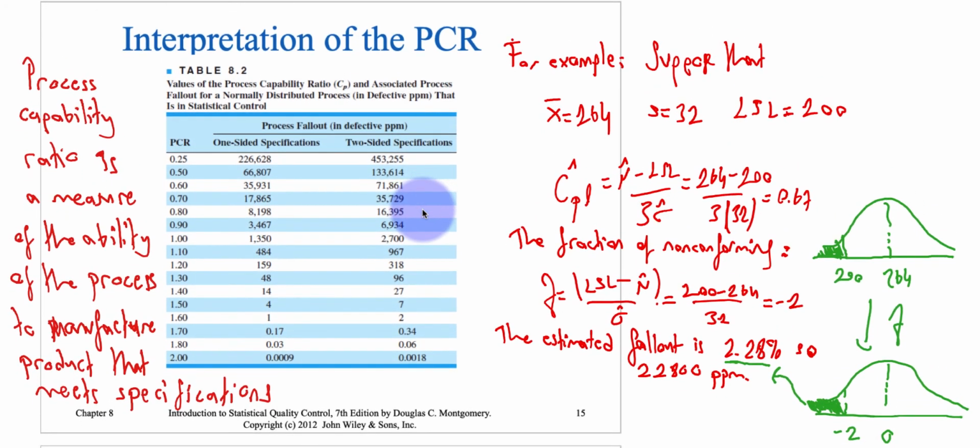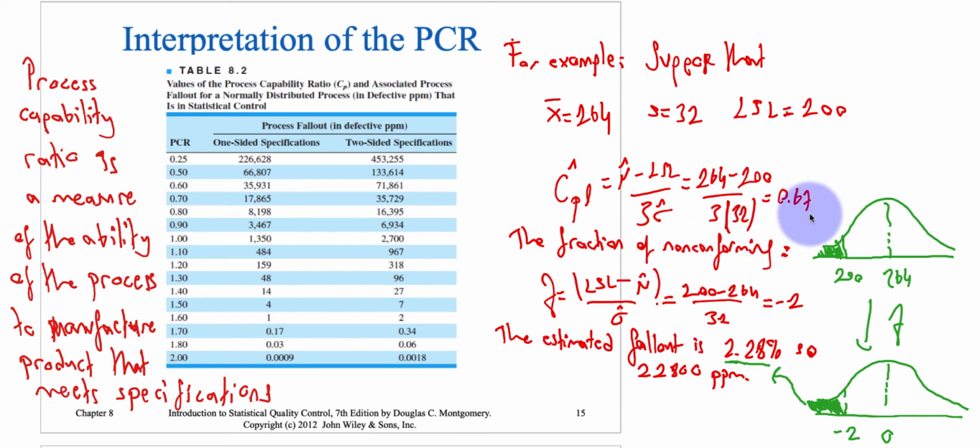Okay. And we can also calculate the fraction of non-conforming product for ourselves. For example, the sample average is that value and the standard deviation is that value, and let's say the lower specification is just 200, okay? If we just use the one-sided specification, and we do not deal with the upper specification limit in this example, we can calculate the process capability ratio for the lower side. This is the mean estimation, the sample average, and this is the sample standard deviation estimation. So we calculate the process capability ratio on the lower side, and it is 0.67.